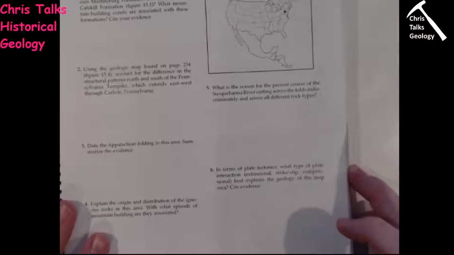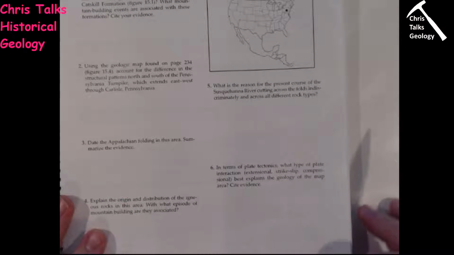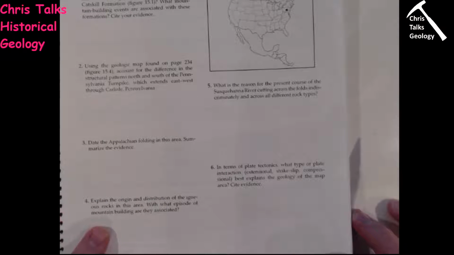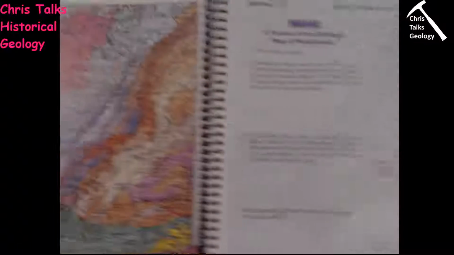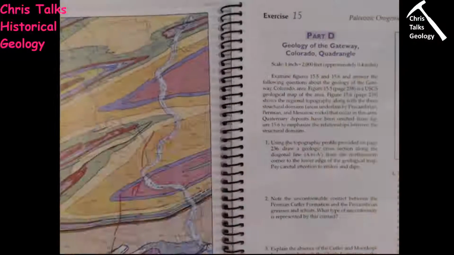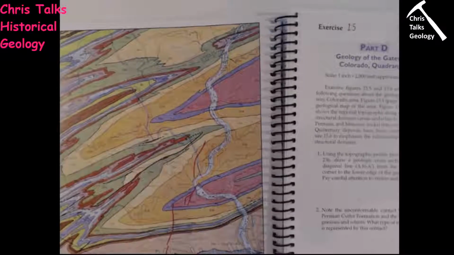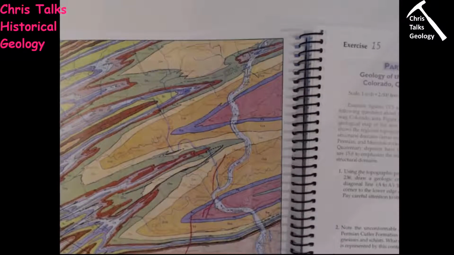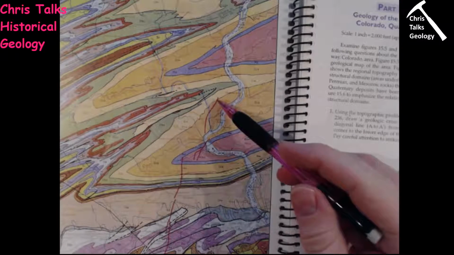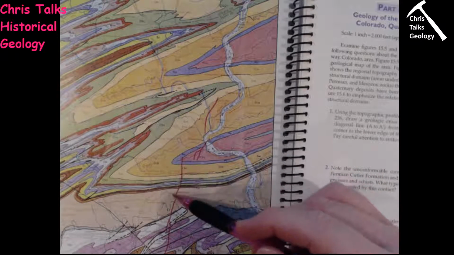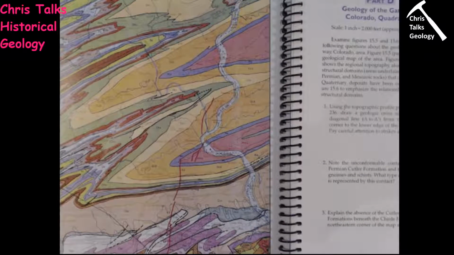And then finally, question 6. In terms of plate tectonics, what type of plate interaction essentially produced what we see? Strike slip, compression. So, well, I think we can probably work out what it is. In terms of citing evidence, we know that folding is very commonly associated with compressional tectonics. But also at the same time, we do have some late stage extensional tectonics creeping in, don't we?